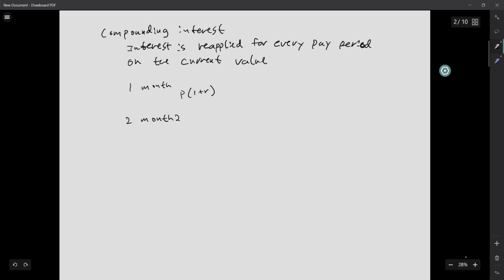If I take it another month, say 2 months, then I have P times 1 plus R, and it's times 1 plus R again. So as opposed to simple interest, where I would just make T equal to 2 if I wanted the interest, with compound interest, I find the amount I end up with after applying interest after each month. So this is the current amount before we started the second month, and then at the end of the second month we apply the interest again. So the new amount is going to be 1 plus R times the amount we started with, and this proceeds forever.